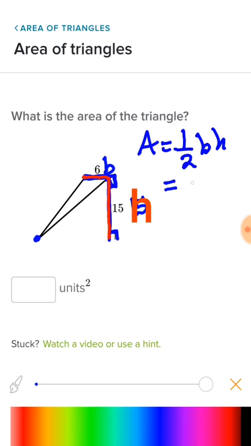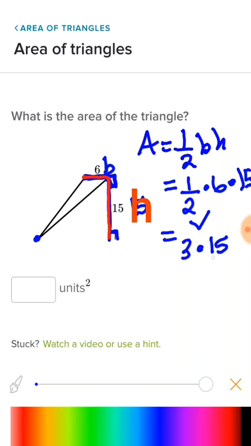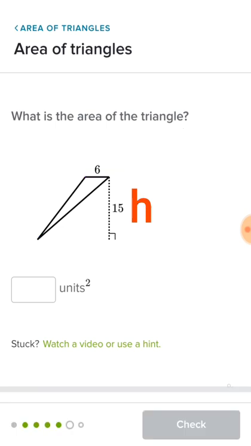So now that I have that understanding, half of the base, which is 6, times the height, which is 15. Again, I take half of 6. Half of 6 is 3. And it's 3 times 15 because times 15 is brought down. And 3 times 15 gives me 45. So my final answer is 45 units squared.